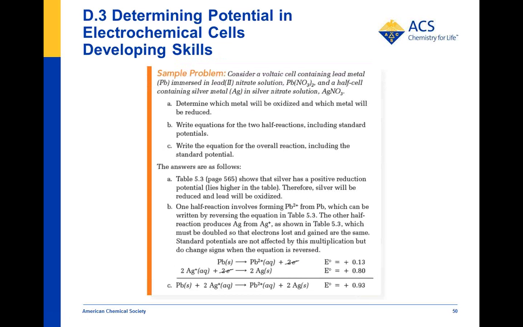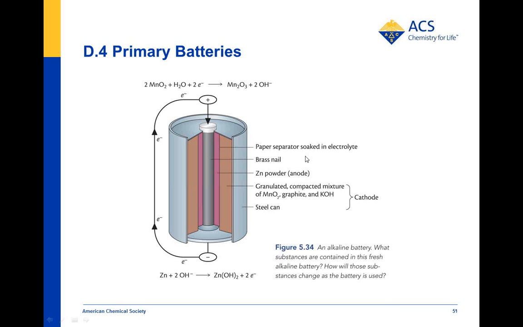So students are using the table and they are looking at a variety of different metal combinations, and they are measuring the cell potential across those cells. In section D4, we are looking at what a primary battery looks like. A primary battery is a one-use battery, a typical dry cell or alkaline battery.